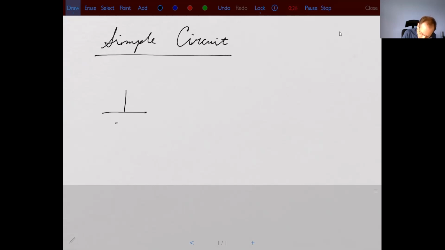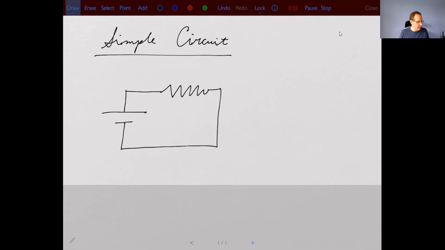Here's my battery. And then there's just going to be a single resistor. The lines are just wires that connect the resistor to the battery. So this would be my voltage across the battery, or my voltage drop across the battery. The resistor has some resistance value, I'll call that R. And if we use the conventional current, we can think of the current as going from positive to negative. So the current I is going in that direction.